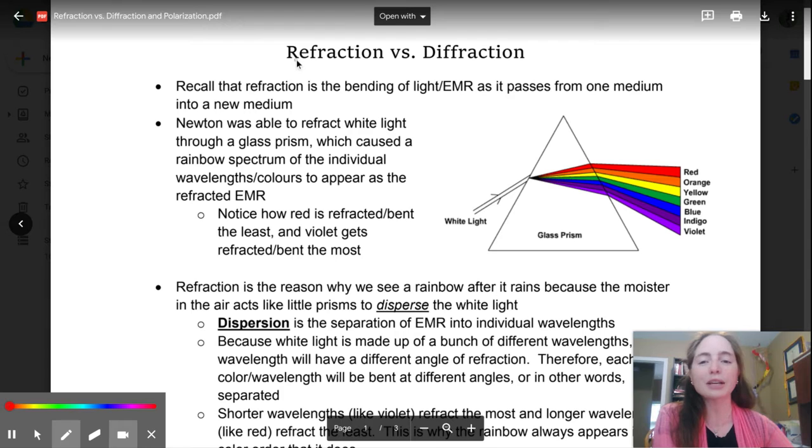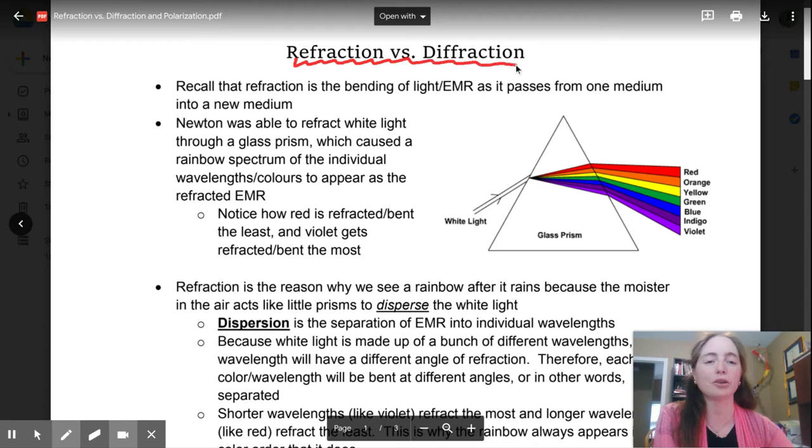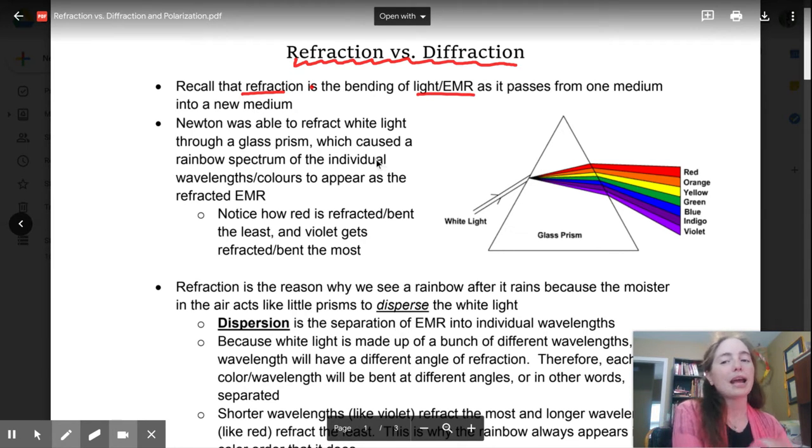So this one, ladies and gentlemen, we're going to be looking briefly at comparing refraction and diffraction, and then on the next page we'll talk about polarization, and that's it. All right. Just remember that refraction is our bending of light, or EMR, as it passes from one medium into a new medium.